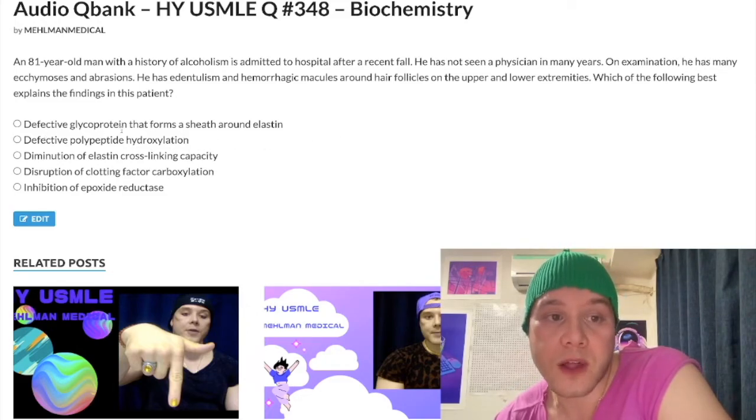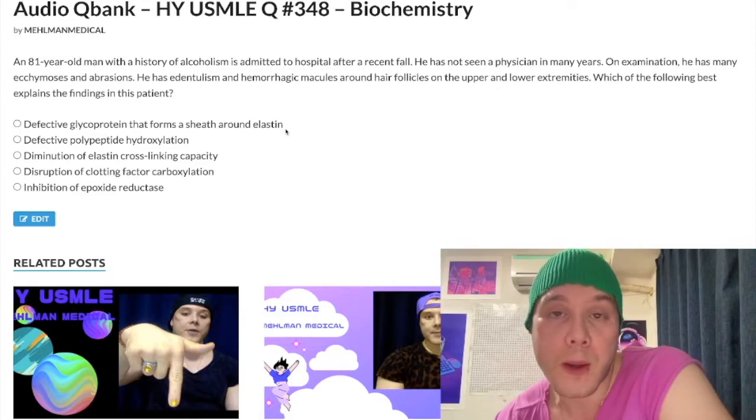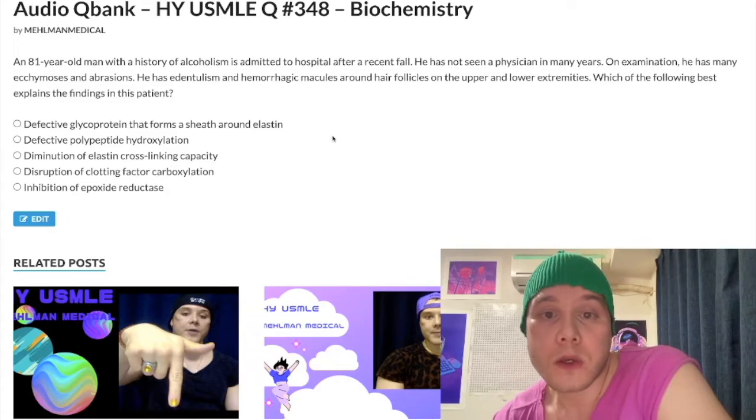Choice A, defective glycoprotein that forms a sheath around elastin. This refers to fibrillin, which is Marfan syndrome, okay? You need to know, literally, I'm quoting it right now: fibrillin is a glycoprotein that forms a sheath around elastin. You should memorize that, all right? So Marfan syndrome, obviously, that's a lengthy discussion in and of itself, but that would be your answer, choice A, for Marfan, okay? You know the deal.